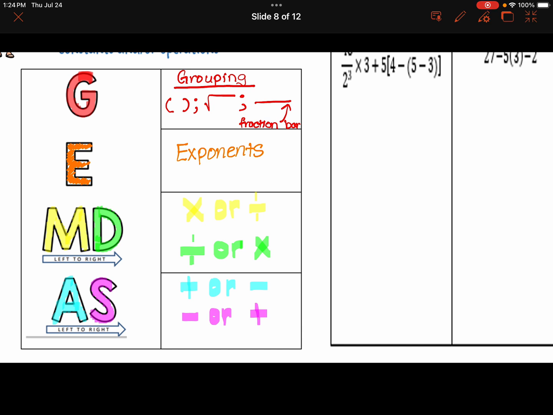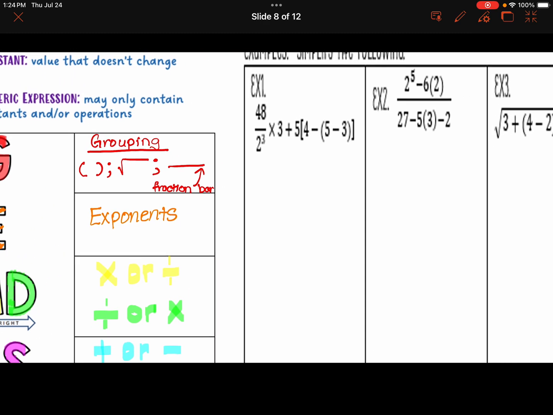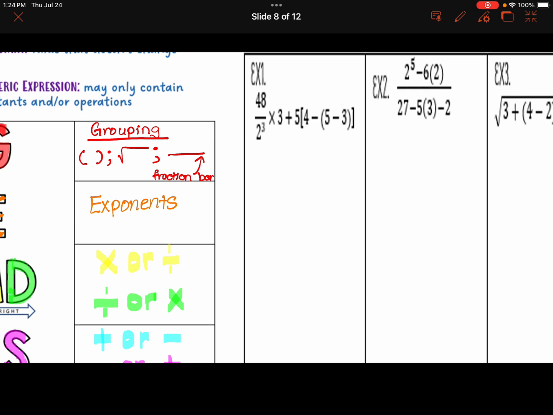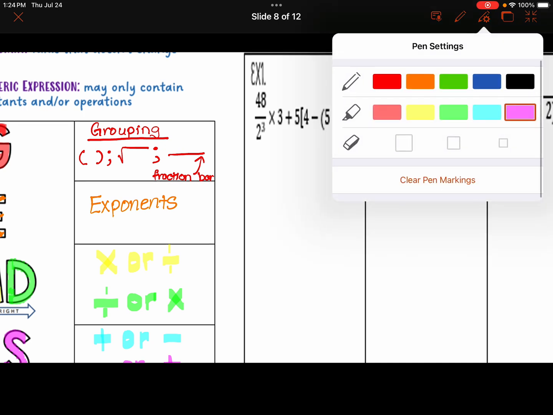So if you see multiplication first, you do multiplication first. But if you see division first, you would do division first. And then same thing for add and subtract. It will always be done last, but it's whatever you see first is what you do first. So our first three examples are examples that you should be very familiar with. So we're just going to walk ourselves through and make sure that we remember how to do these.